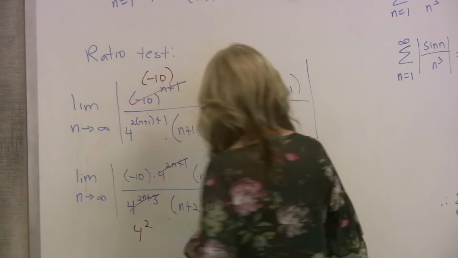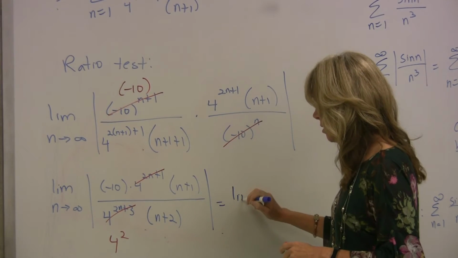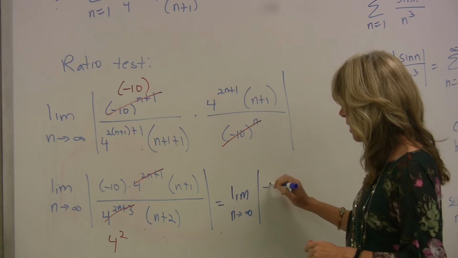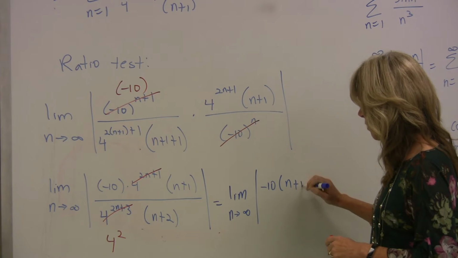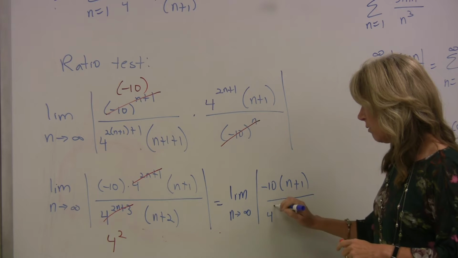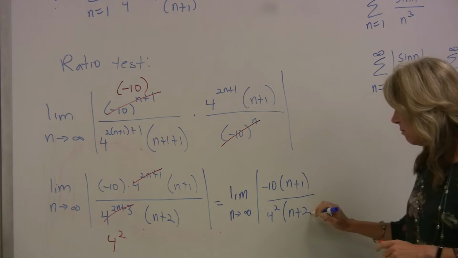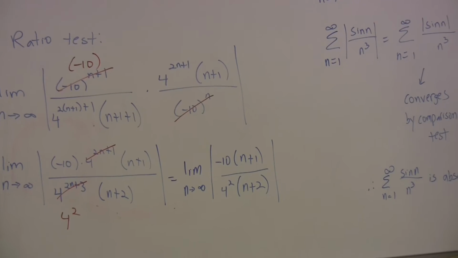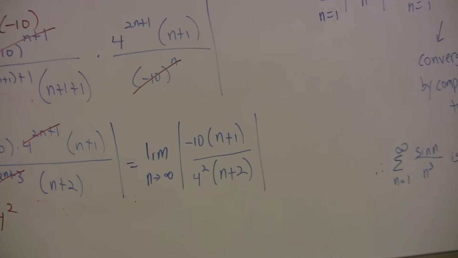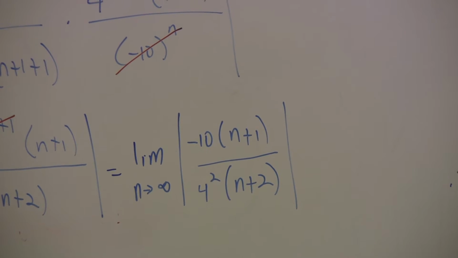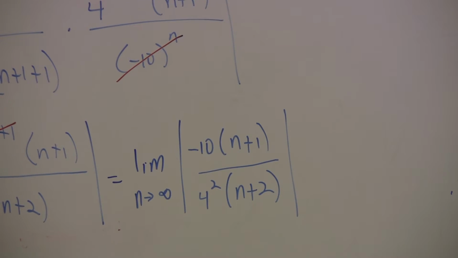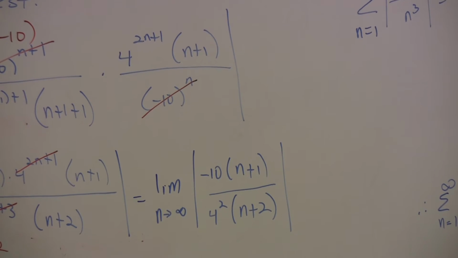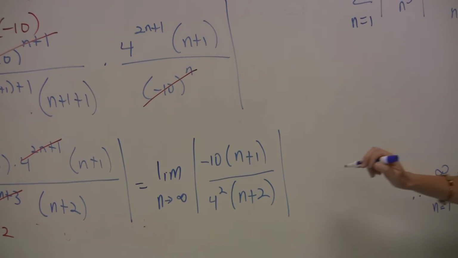All right, let's see what we have left. Limit as n goes to infinity of negative 10 times n plus 1 over 4 squared times n plus 2. Algebra's our friend. As we distribute, can we just simplify it all? We could distribute, but instead of distributing, I'm going to actually pull the constants all the way out. It'll be easier to find that limit.